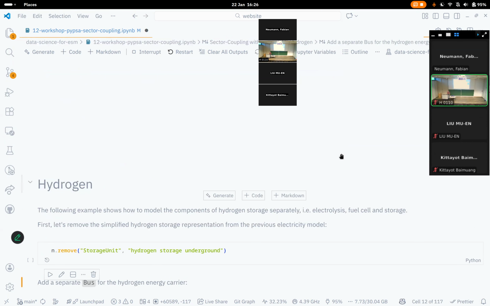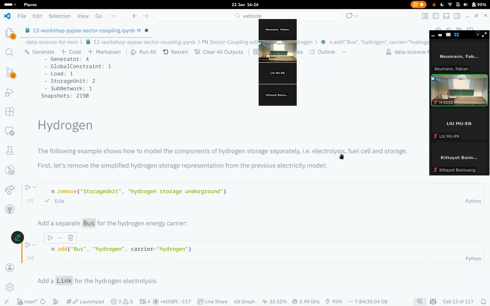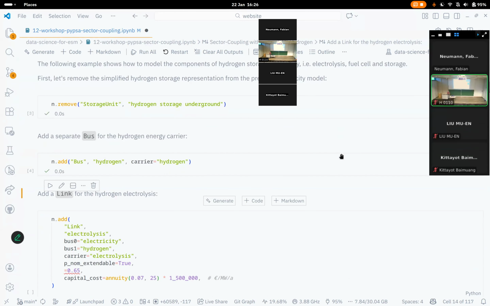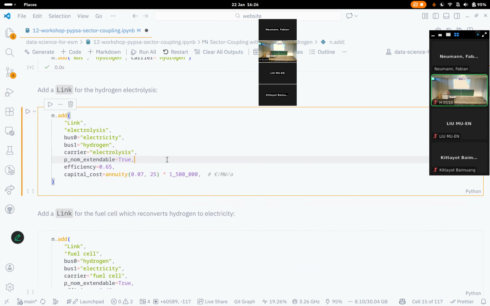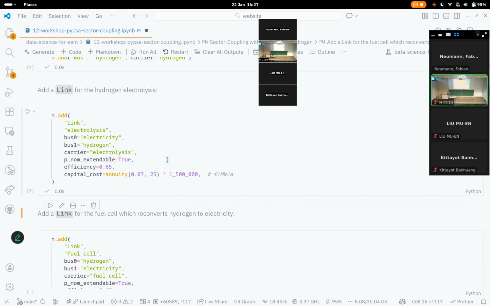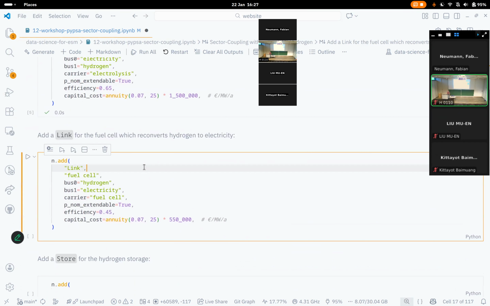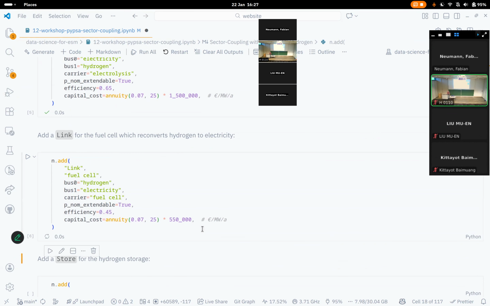And so hydrogen, we remove how we modeled hydrogen before. We add a hydrogen bus, and now we add connections between the hydrogen and the electricity bus. One of them being the electrolyzers with efficiency and some capital cost as an extendable component. And on the other side, we're choosing here a fuel cell with another efficiency, just going the way backward from hydrogen to electricity with some example capital cost.